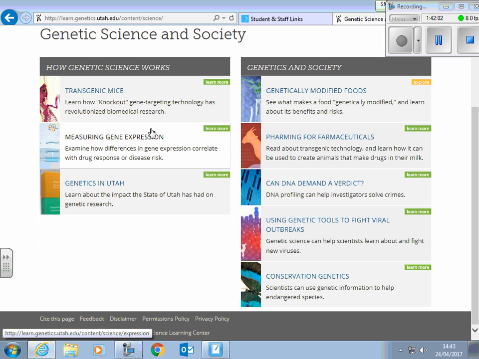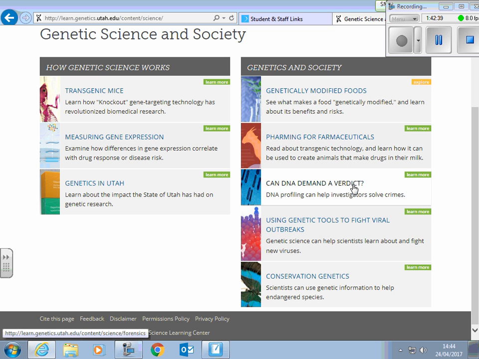Transgenic mice, measuring gene expression, genetics in Utah. I think that's where this comes from. GM foods, farming for pharmaceuticals. Yeah, that's a strange way of putting it actually, but farming, actually, I will put that on here. That's spelt PH, while I think about it. It means using, well, as it says, transgenic technology for creating animals that make drugs in their milk.